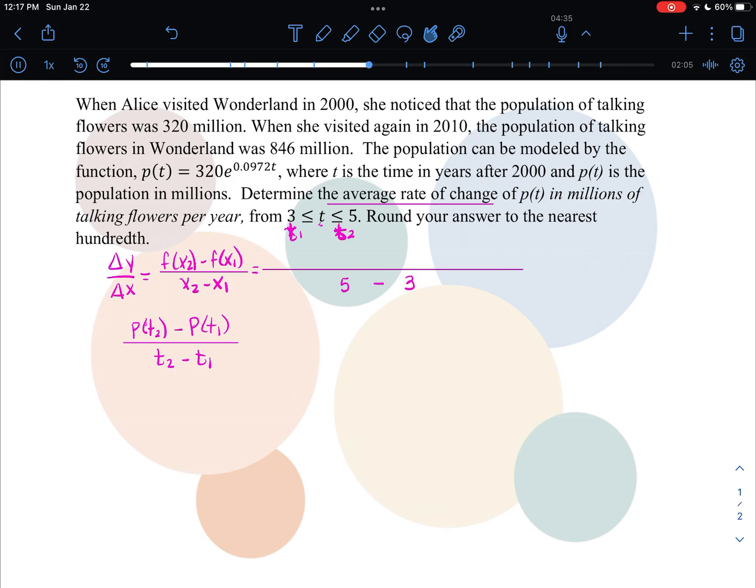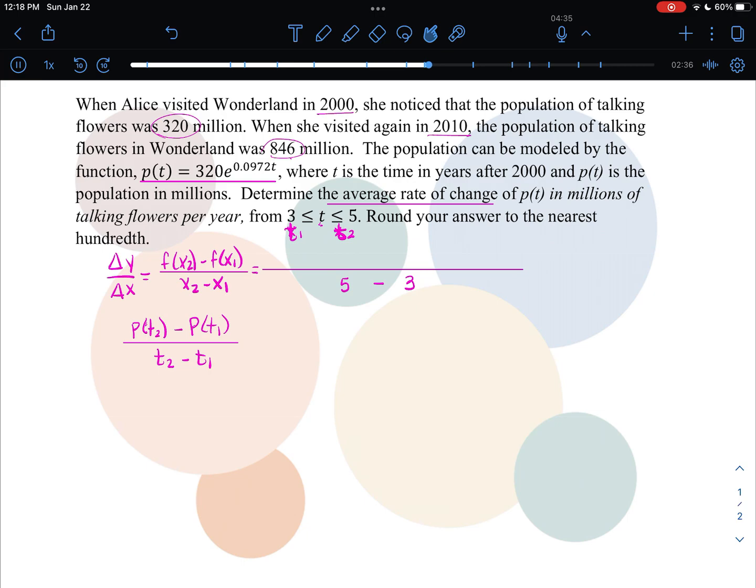The initial years that they're giving me, there's a 10-year gap. And what they've done is they've already figured out the formula for me using those numbers, resulting in that 846, with using the numbers of the 10-year difference. They've come up with the formula from those two numbers, which is where they come up with the p of t formula. Since that exponential function is already provided for me, I need to just insert my time intervals into that given formula.